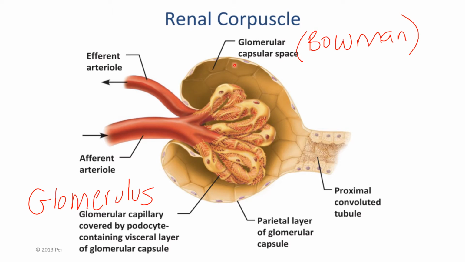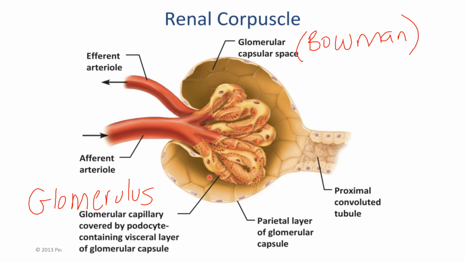It's made up of a hollow cavity known as the glomerular capsule, or you can call it the Bowman capsule. And inside of that hollow capsule, there is a bunch of tangled up capillaries. We refer to those capillaries as the glomerulus.